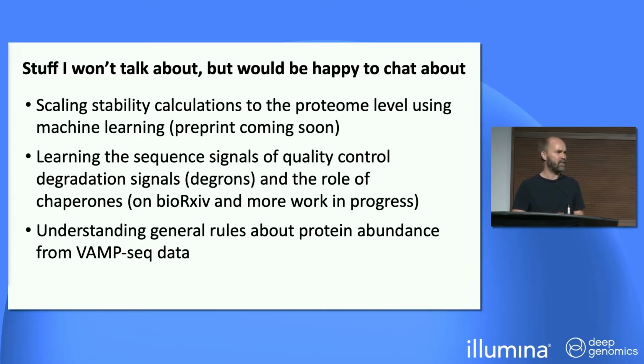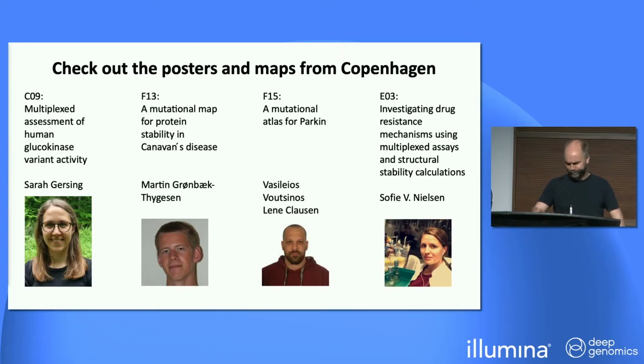And then we're using VAMP-seq data to try to understand the distinction between cellular abundance and protein stability. So I'll talk a lot about stability, but actually what I'll really talk about is abundance, and they're related, but they're not the same. We're trying to figure out what the differences are. I won't have time to talk about it.